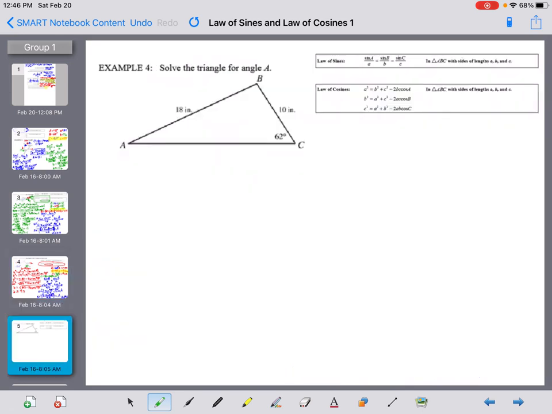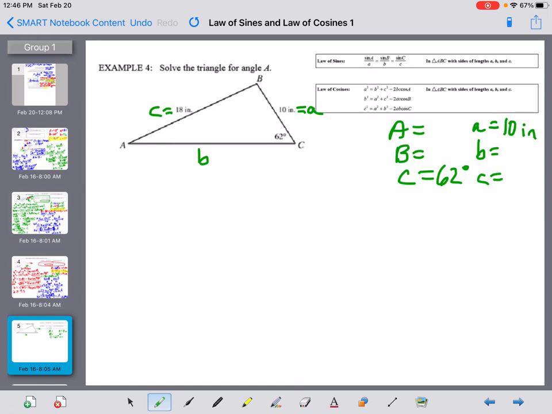My triangle is at least named ABC, that's good. Side A is across from big angle A, that's my 10. Side B, I do not know, and I don't know my angle B. Angle C, I do know, and side C, I do know. All right, and I'm solving, so I need an A, a B, and a C. I need a side A, a side B, and a side C. Angle A, I don't know. Angle B, I don't know. Angle C, I know is 62. Side A is 10 inches. I don't know B, and C is 18 inches.